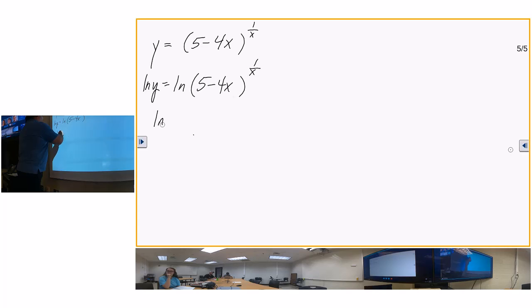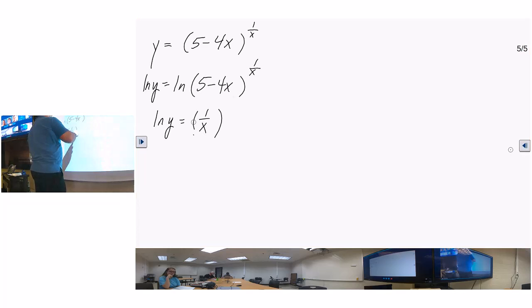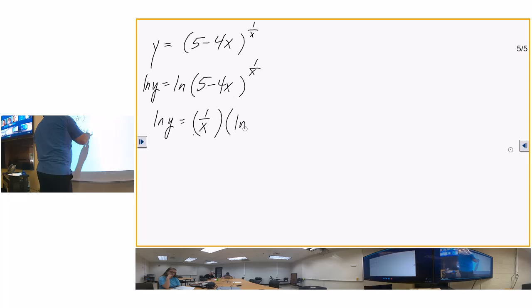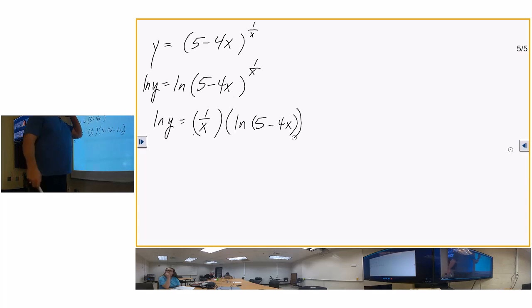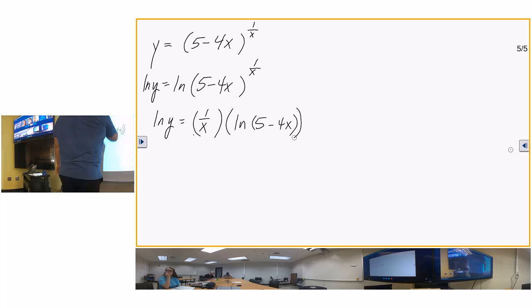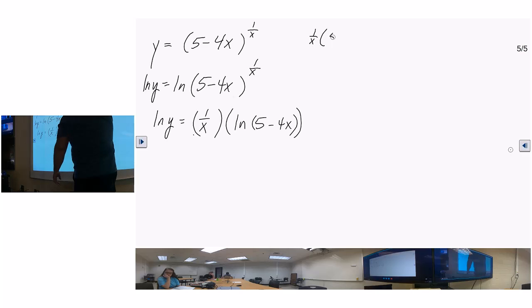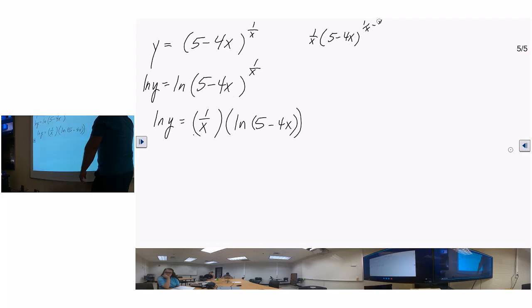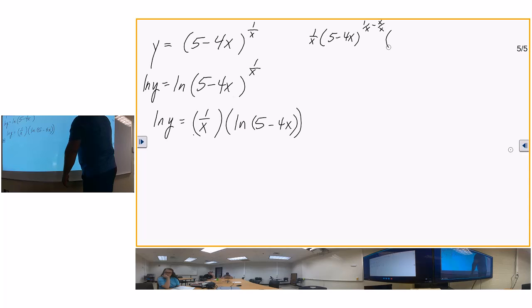Natural log of y is equal to 1 over x times the natural log of 5 minus 4x. You see how it turns a potential chain rule into the product rule? Because yes, you could do, let's see, that would be 1 over x times 5 minus 4x to the 1 over x minus x over x times the derivative of what's inside, which would be negative 4. Oh yeah, that's much easier.